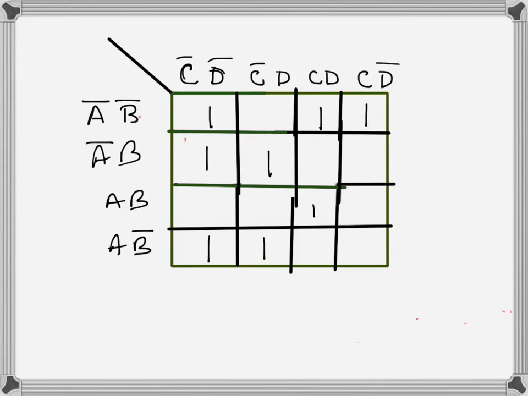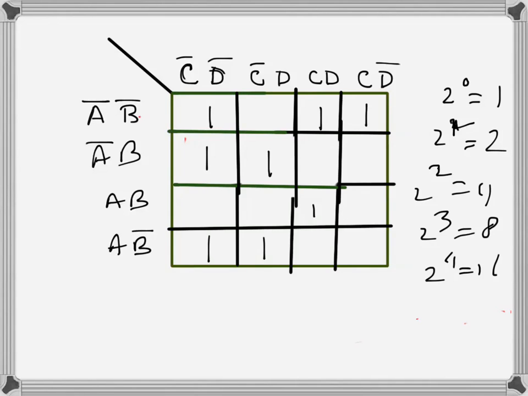A 4 variable K-map is given and the ones are there in the K-map. I need to form the groups. So I will briefly go again over how the groups are formed. We have to form groups of ones, and the group size will be 2 to the power 0, so 1, 2 to the power 1 which is 2, 2 square which is 4, 2 cube which is 8, 2 to the power 4 which is 16. So group of 2, group of 4, group of 8, group of 16, or just a group of 1. That's what we can form.